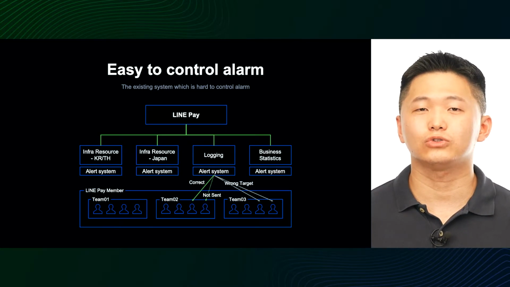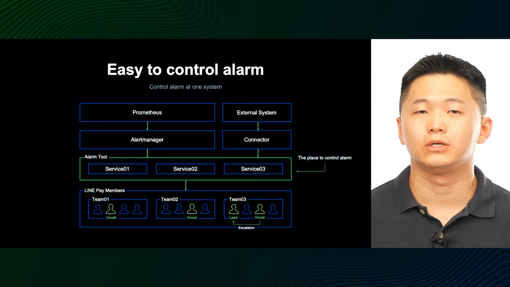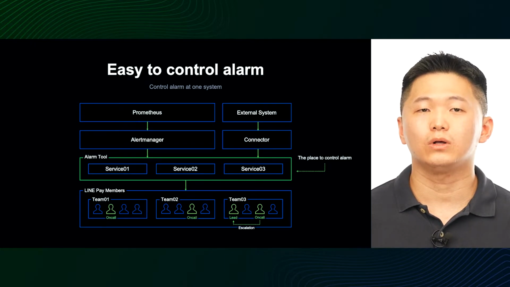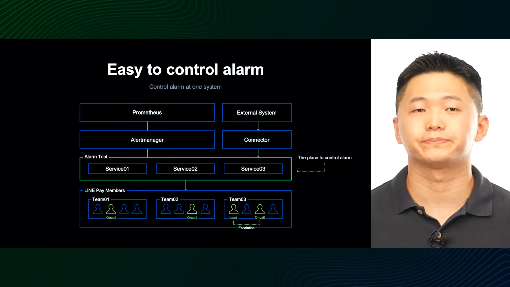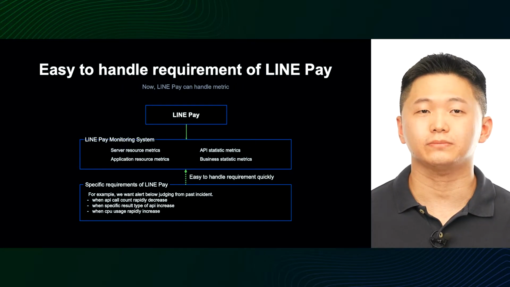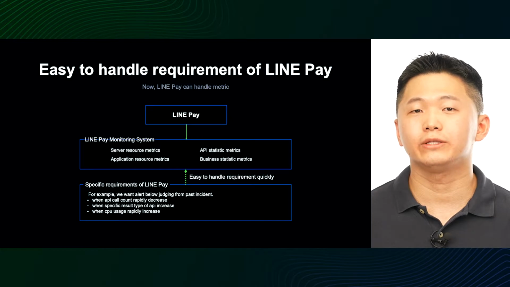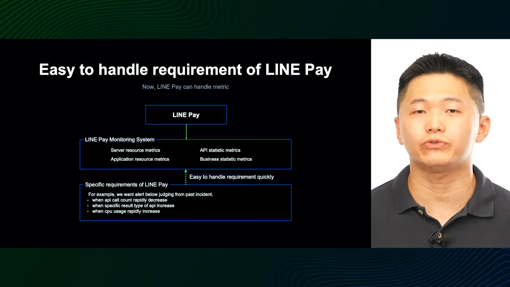Second, it was hard to manage alarm. Now, we just send all alerts to the new Alarm Tool, and we can easily manage alarm in Alarm Tool. Also, Alarm Tool provides professional functions for alarm. Third, it was hard to handle requirements of LINE Pay. But now, we can handle specific requirements of LINE Pay because we can control all metrics ourselves.